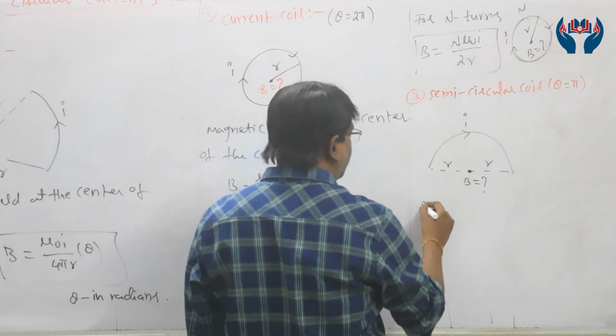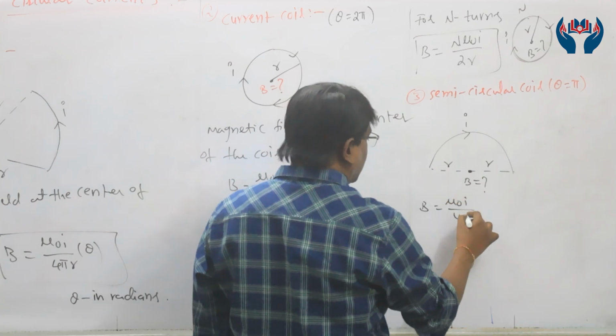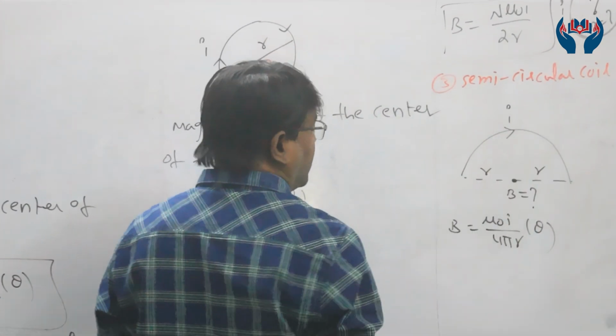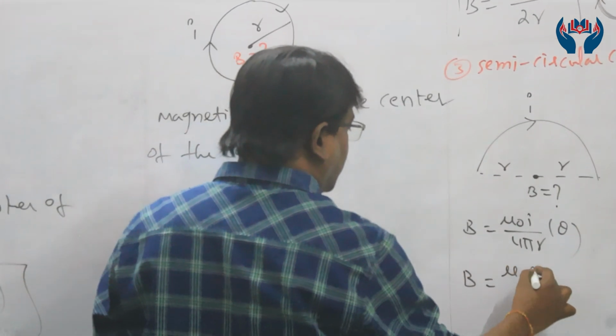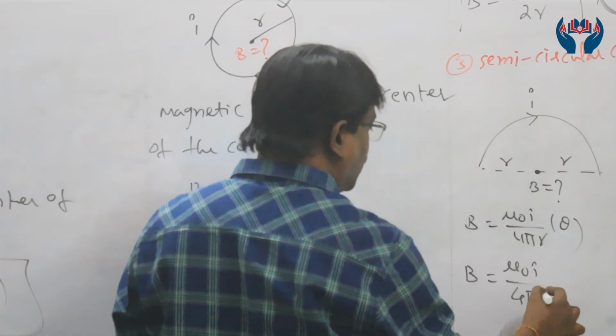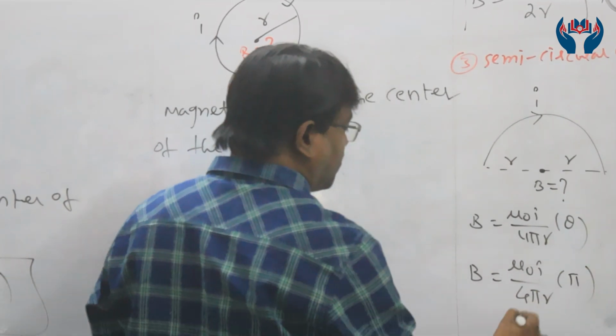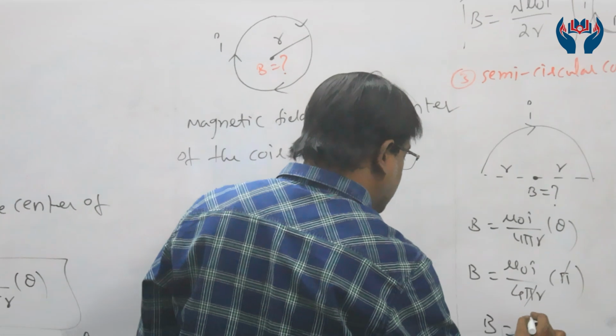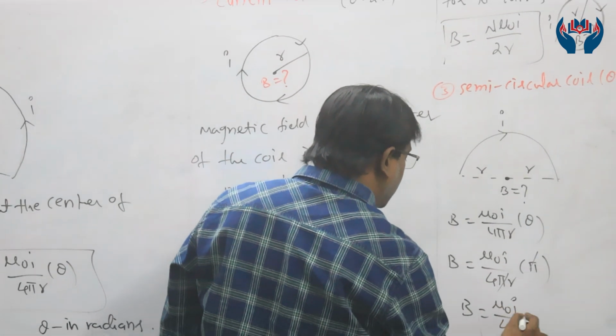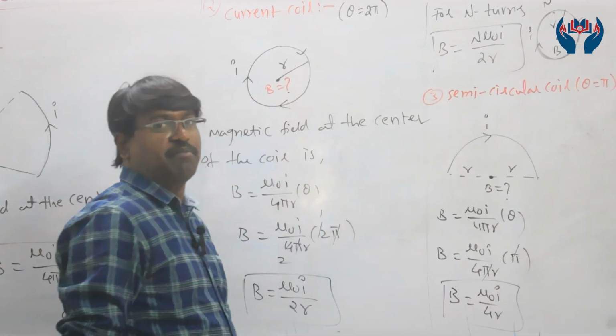So, what is the formula? Mu naught I by 4 pi R into theta. What is the theta value here? Pi. So, then we will get mu naught I by 4 pi R into theta value pi radians. Pi cancels. Due to the semicircular coil, the magnetic field at the center is mu naught I by 4R.